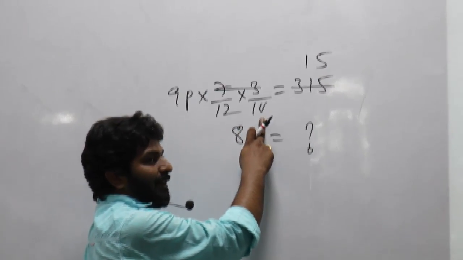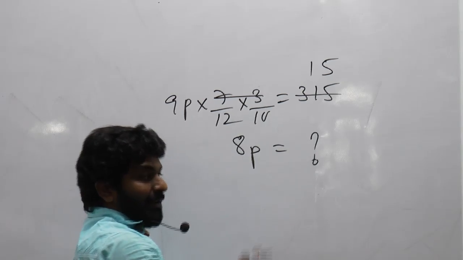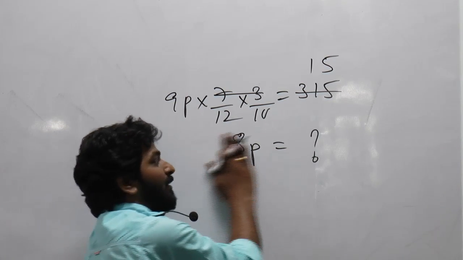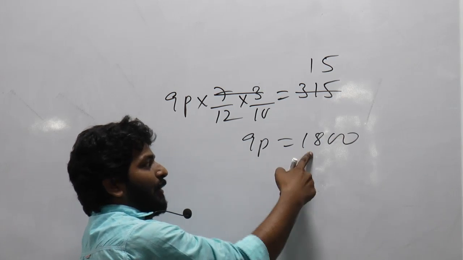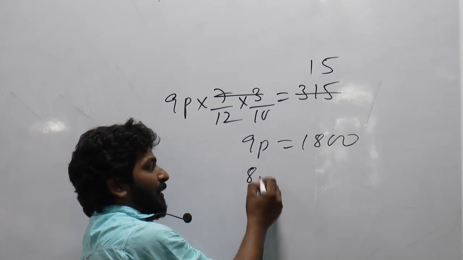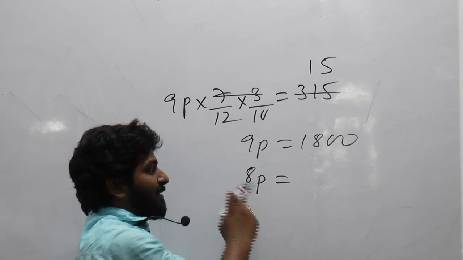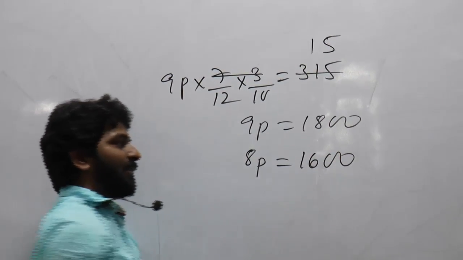12 10 times is 120, or else 12 into 15 is 180, into 10 is 1800. So 9 parts is equal to 1800. 9 2 times and then 2 zeros. Villagers in village A are 8 parts, 8 2 times and then 2 zeros, 1600.